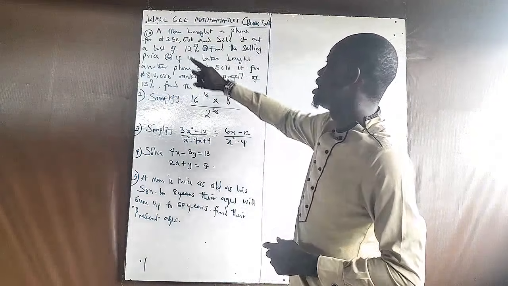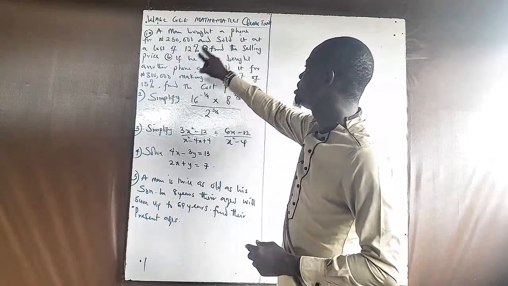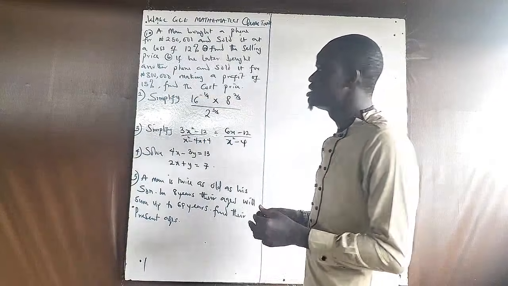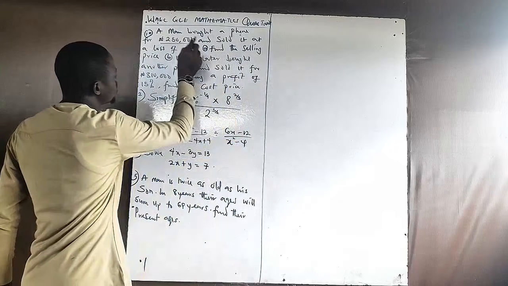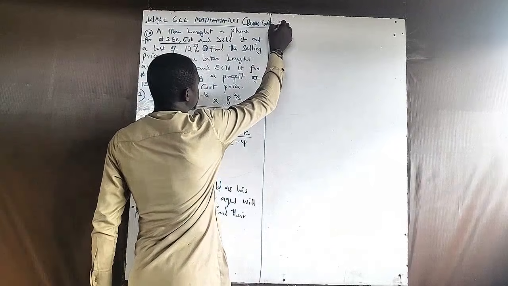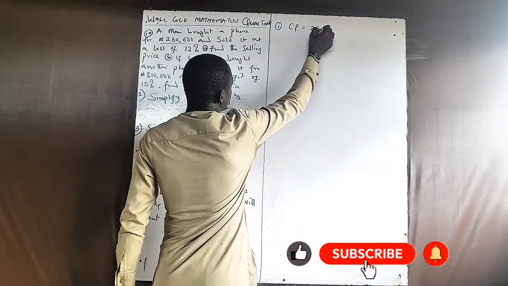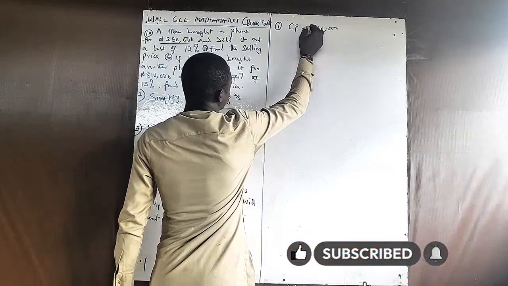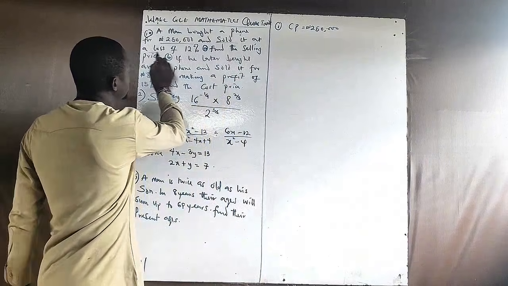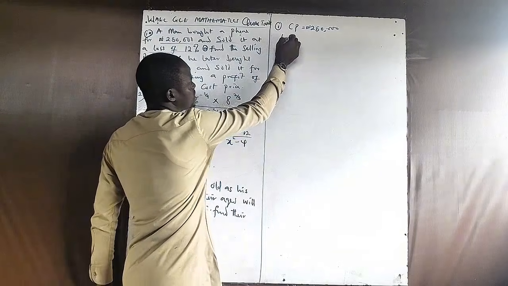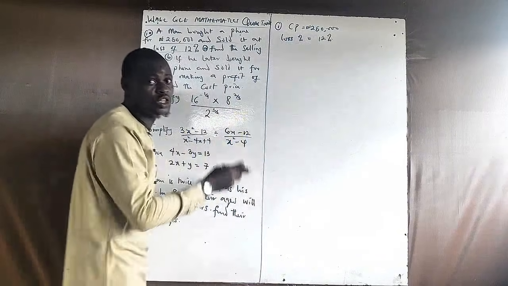Now, question 1 said, a man bought a phone for 250,000 naira and sold it at a loss of 12%. Now, this is profit and loss percent. The cost price of the phone, let me take it as solution 1. The cost price, let's take it as CP, is 250,000 naira. That's the cost price of the phone. And then they said he sold it at a loss of 12%. That means the loss percent for the phone is 12%.